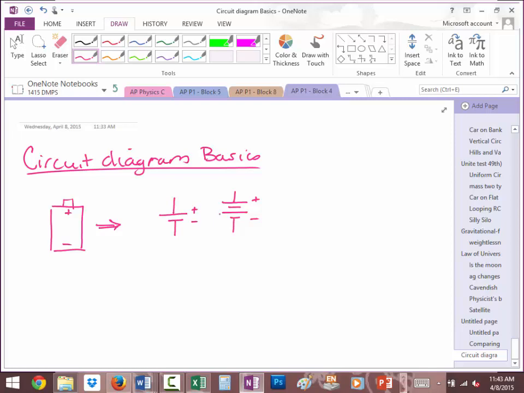What else do you have in your circuit? What else do you have? Take a look at it. Well, what you got? A light bulb. You have a light bulb, right? Absolutely. So we have a light bulb, so we might draw a light bulb. Oh, it's so cute.